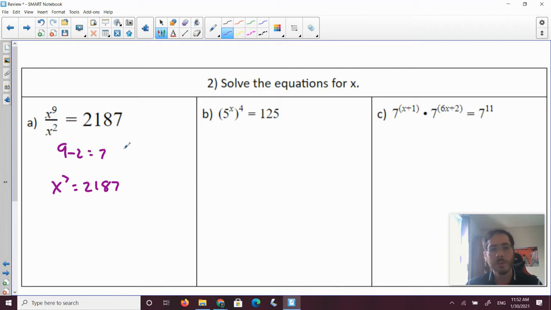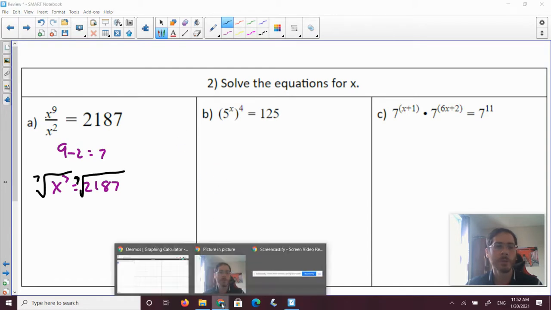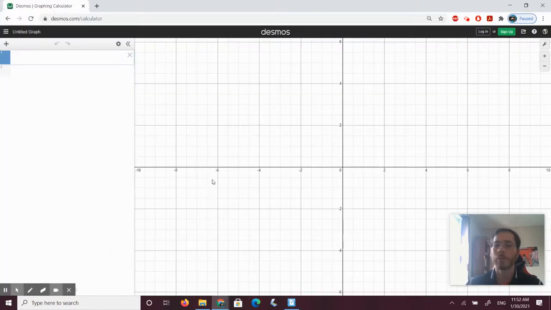So we could do guess and check. It's going to be a little bit easier to solve it, though. And to solve it, remember, we can undo it by taking the 7th root of both sides. Now this is something that you're going to want to throw into a calculator. So I'm going to bring up Desmos, and we're going to do the 7th root of 2187.